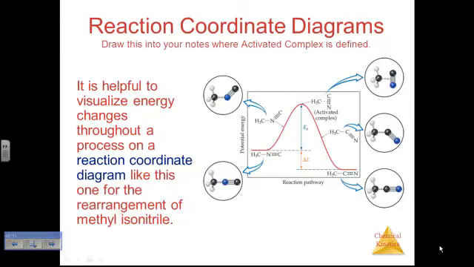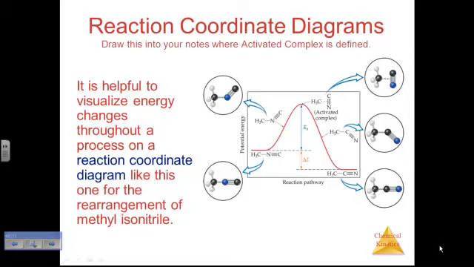At the very top of our hill, we have what's called an activated complex. Think of that in terms of just this moment in time where a correct collision and spatial orientation have occurred with enough energy where bonds are breaking and new bonds are forming, being represented by dashed lines. That dashed line is representing that moment in time where bonds break and new bonds form.